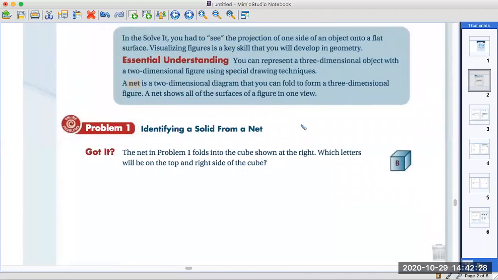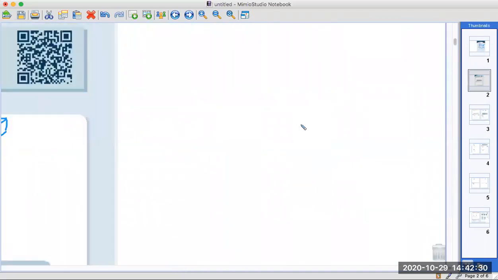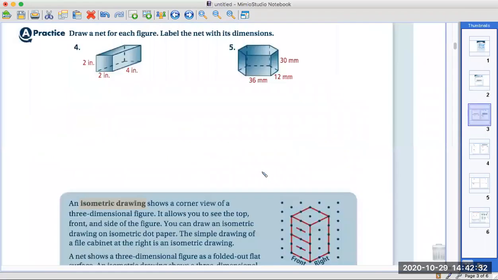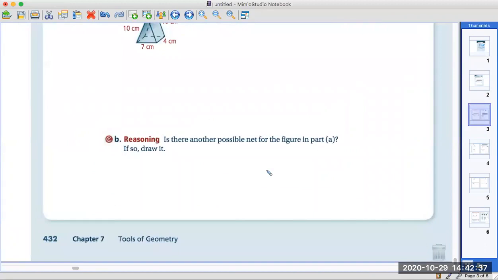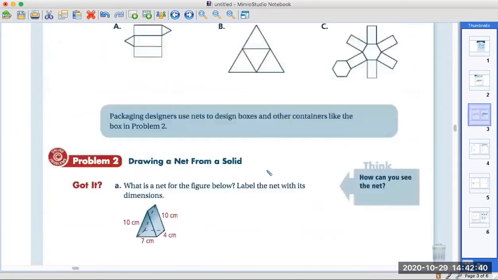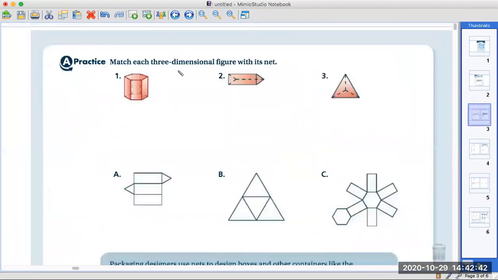Skipping problem 1, going straight to the next page, we're on page 435. And you're matching the figure with its net. So if you watched the video, you now understand that a net is unfolding a figure, taking all the sides and folding it outward and seeing what that would look like. You do have an IXL assignment on that as well, and you have the 2 videos to watch, okay?